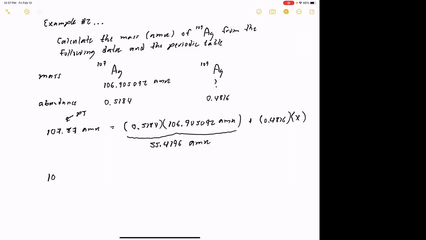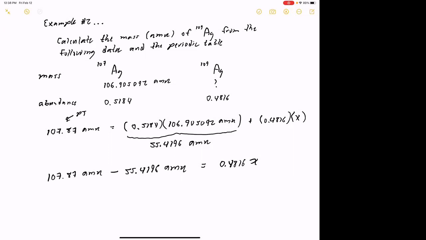So I'll just show you the step here real quick. It's 107.87 AMUs minus the 55 that I have to take to the other side, or as we like to say, add it to both sides, right? That new math gets me every time. And that's all equal to 0.4816 times x. And of course, what I want to do is solve for x.